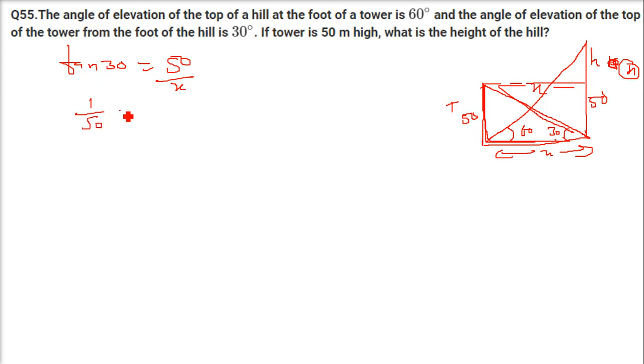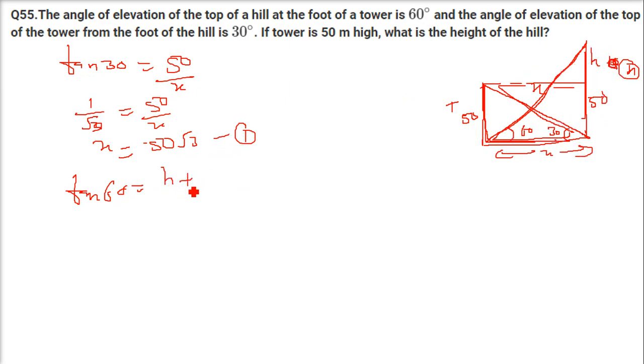Tan 30 is 1 by root 3. 50 by x is equal to 1 by root 3, so x is 50 root 3. This is your first equation. Now coming to the second triangle, what do you get? Tan 60 degree will be equal to, now this whole we don't know, so we have to add this h plus 50, by, again x, because for this whole triangle x is there.